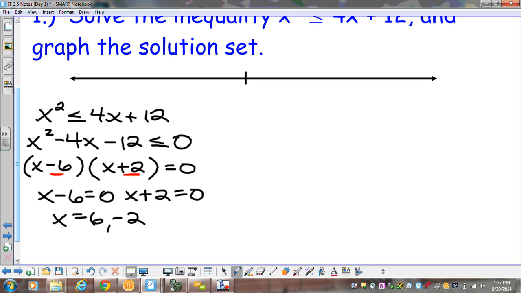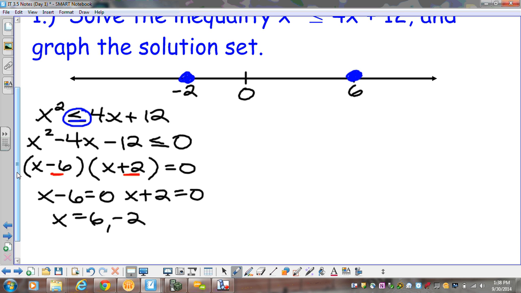So I'm going to start with the 0 in the middle. Where would 6 be in relation to the 0? To the right, so somewhere out here. Where would -2 be? To the left, so somewhere right over here. There's -2. Now, because I have an inequality that's less than or equal to, are these going to be open or closed circles? Those are going to be closed circles. So I'm going to put a closed circle here at -2 and a closed circle here at +6, again because of that equal to underneath it. So that's the first part. Those are my critical values.